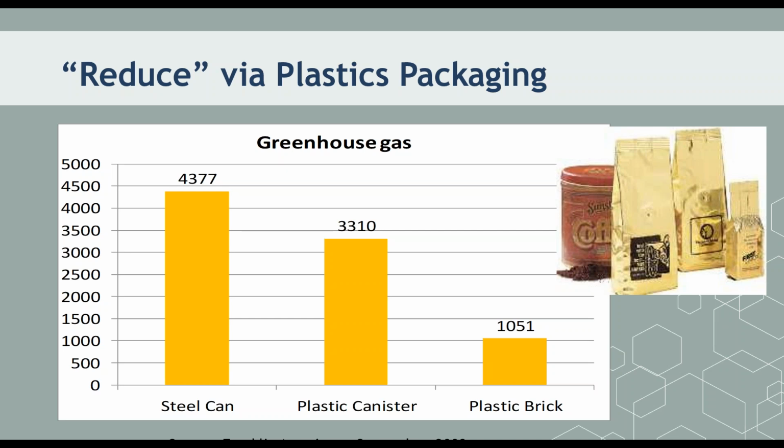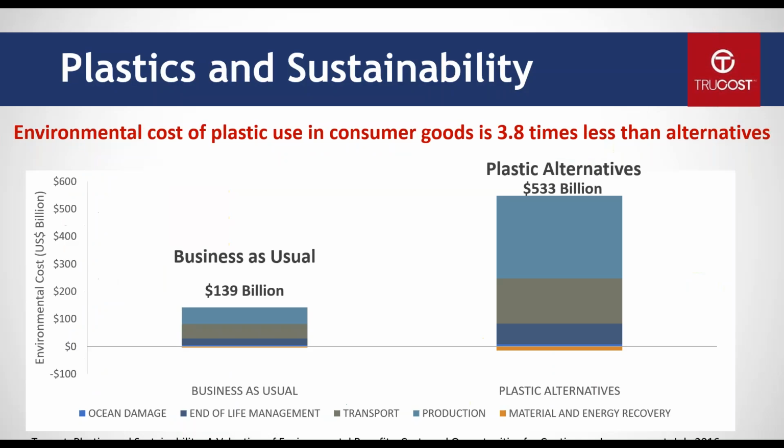And then you take the plastic brick pack, so it's a multi-layer package, kind of that vacuum sealed brick of coffee. And looking at the greenhouse gas emissions from those three, the steel can, even though it has an 80% recycling rate, has a much higher greenhouse gas emission because of the energy it takes to produce the can and the amount of material that's used to package that when you compare it to the plastic canister or the plastic brick. That multi-layer brick pack uses a very small amount of plastic to provide the same benefit as the steel can from a packaging standpoint.